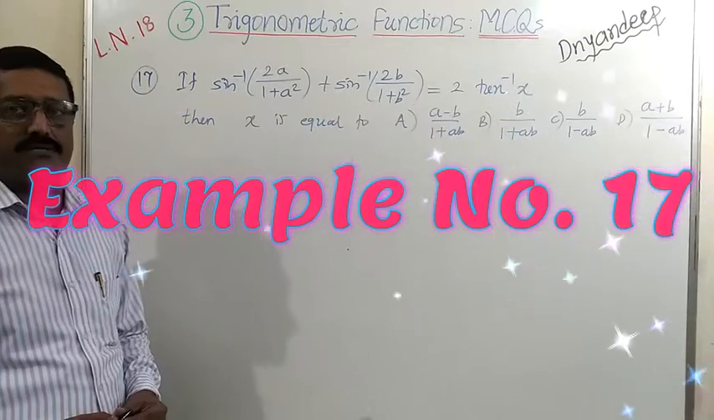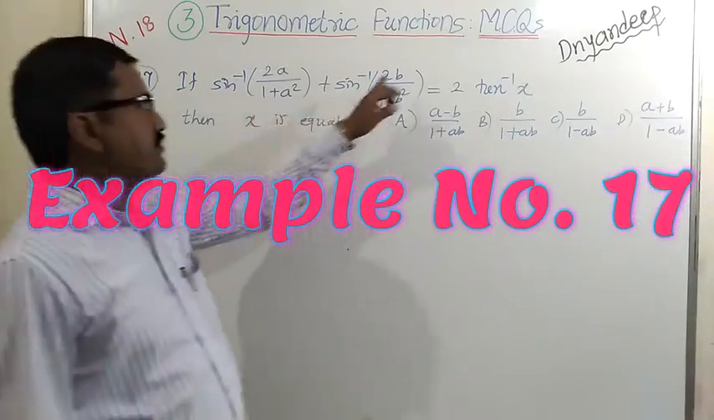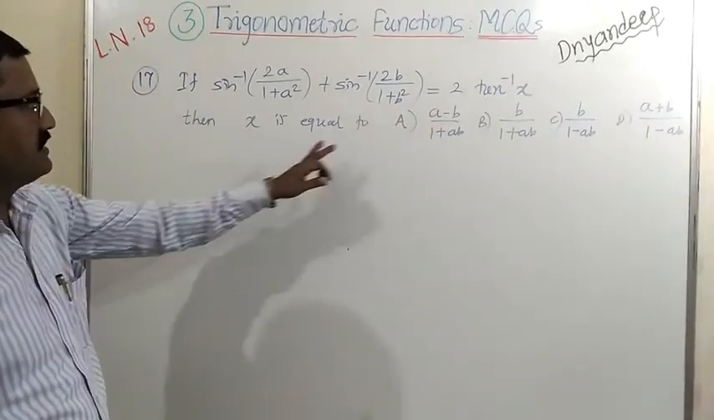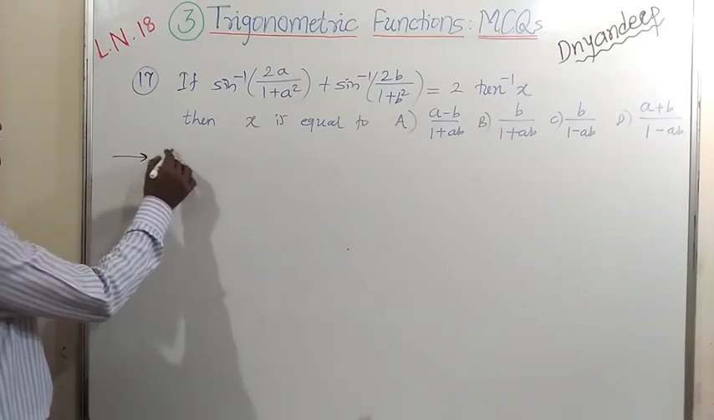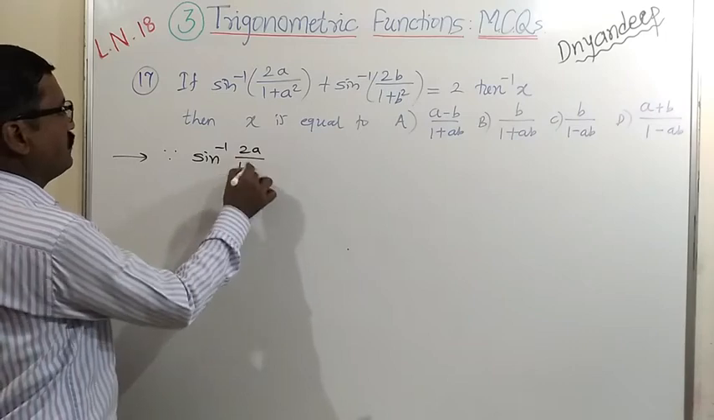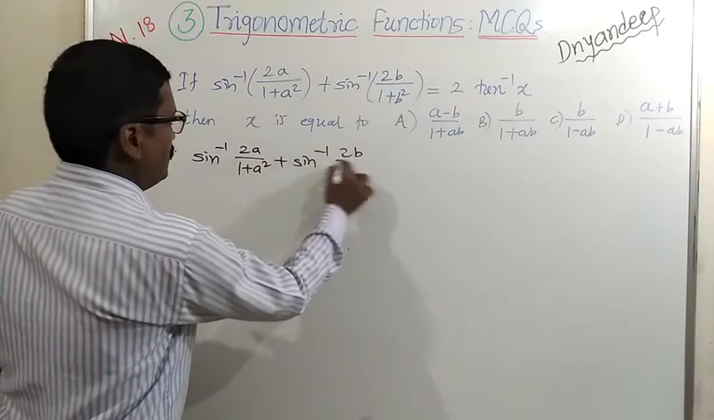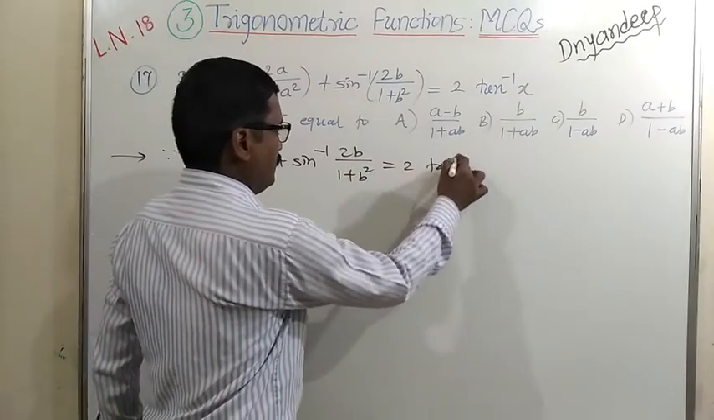See example number 17. If sin inverse of 2a upon 1 plus a square plus sin inverse of 2b upon 1 plus b square equal to 2 times tan inverse of x, then x is equal to, the 4 options are given. Since sin inverse of 2a upon 1 plus a square plus sin inverse of 2b upon 1 plus b square is equal to 2 tan inverse of x.